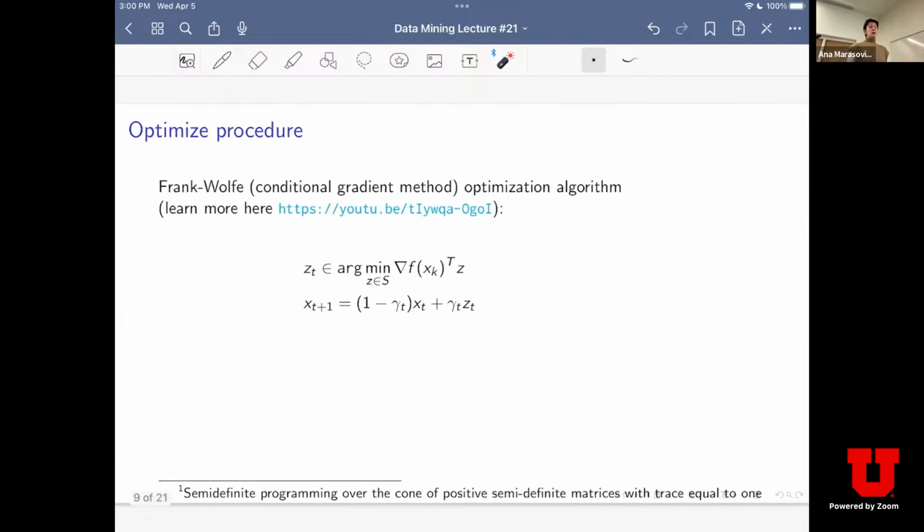And to find the maximum of that smoothed function, we are going to use the Frank-Wolfe optimization algorithm, which is also known as the conditional gradient method. Can I see how many of you are familiar with gradient descent by raising your hand? Okay, decent amount. So just quickly, gradient descent is a way to optimize a function iteratively if we assume the function is convex.